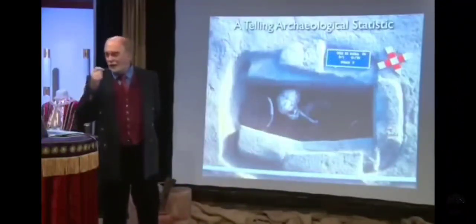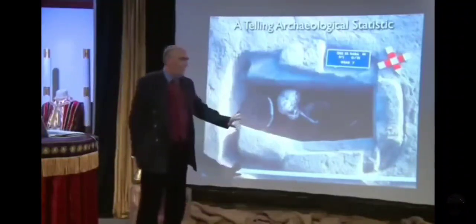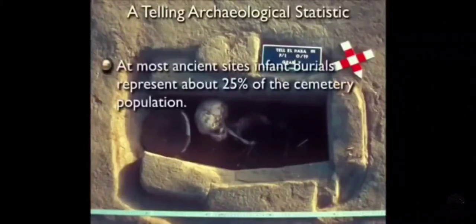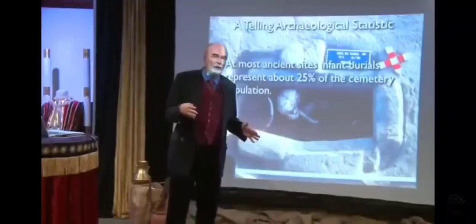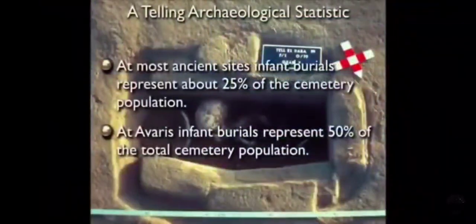One of the most telling and saddest things about the archaeological excavations at Tel Adaba Avaris is they found hundreds of tiny graves. These are mud bricks here, so that's a little baby. All over the site. Now, in most ancient sites, infant burials represent around 25% of the cemetery population. In other words, 1/4 of most graves you find in the ancient world belong to infants, 1 year old or less. In this site at Avaris, infant burials represent 50% of the total cemetery population. There is a massive doubling of the number of infant burials.